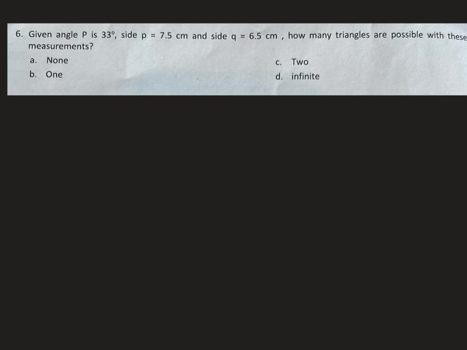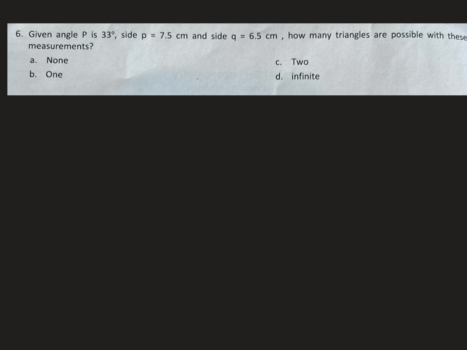Alrighty, let's take a look at this question. Given angle P is 33 degrees, side P 7.5, side Q 6.5, how many triangles are possible? When you hear how many triangles are possible, you should be thinking ambiguous case of the sine law.